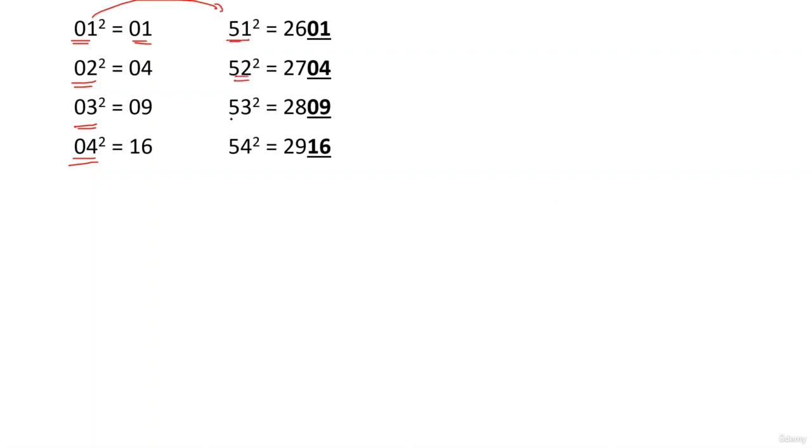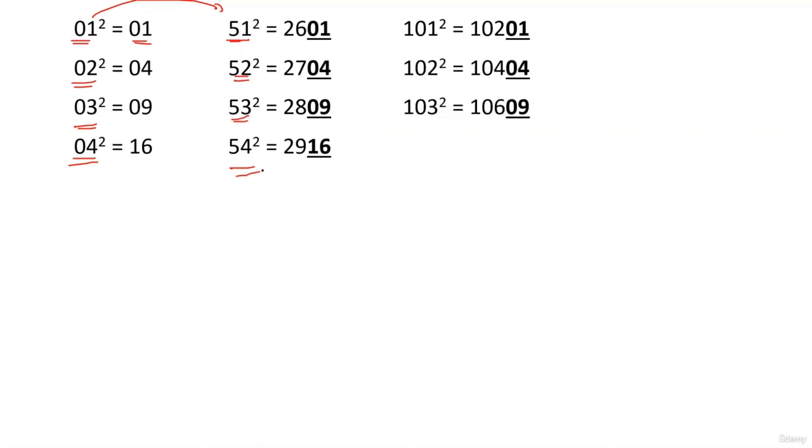Okay, then 52 square, 53 square, 54 square, right? Okay, आगे, 101 square का भी last two places क्या है? Basically 01 है. 102 square का भी last two places क्या है? 04 ही है. 103 square के लिए भी क्या है? 09. 104 square के लिए भी क्या है? 016, right? So again the last two digits are basically repeating, right?